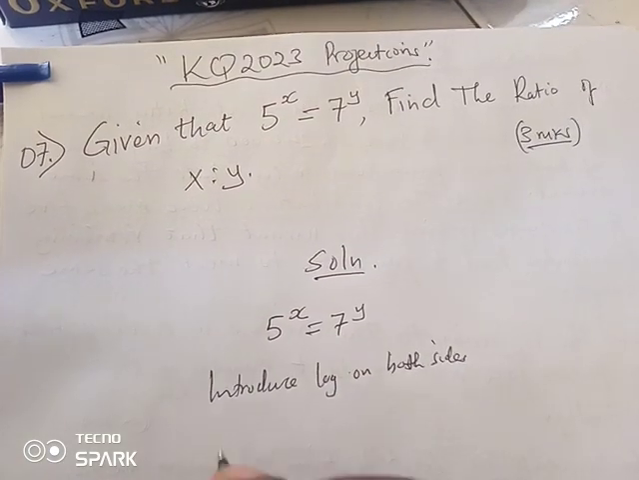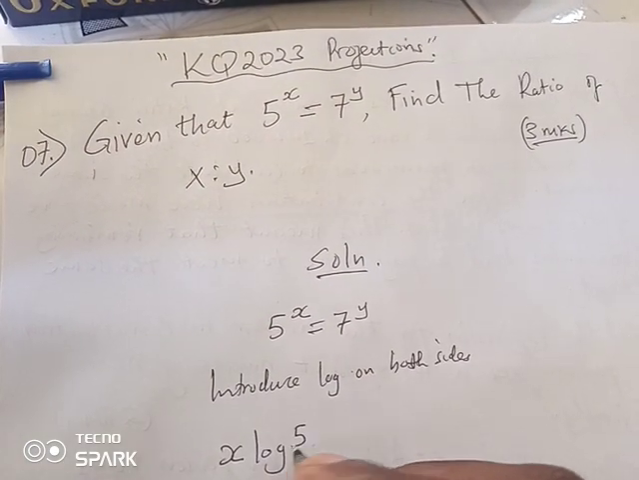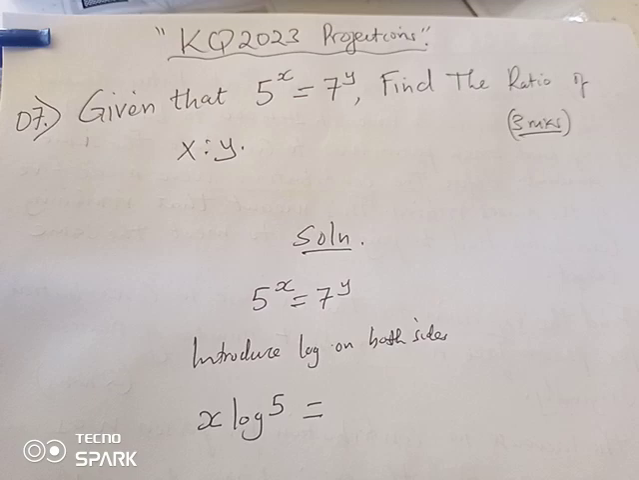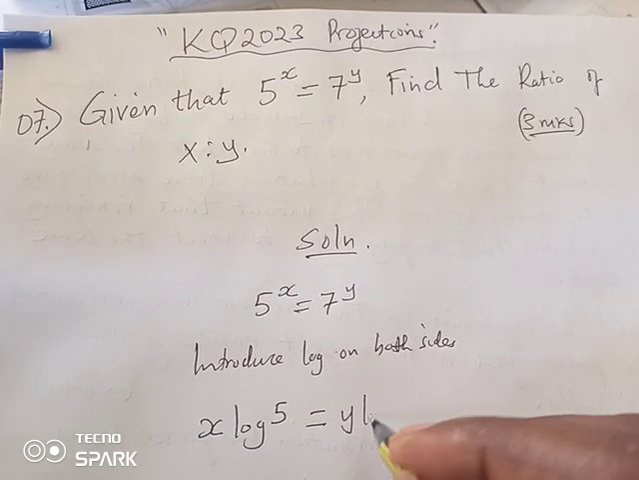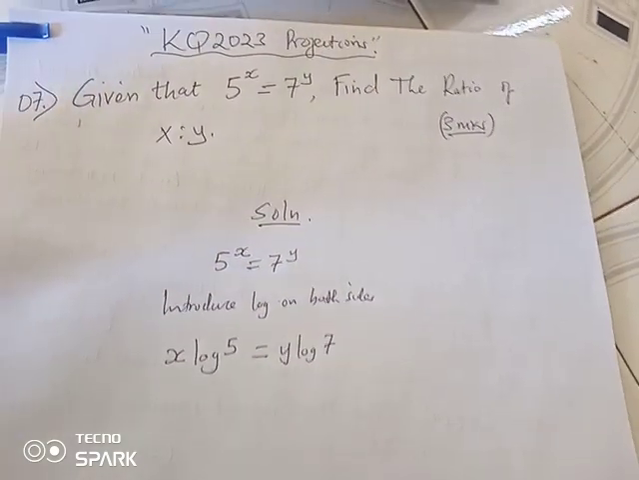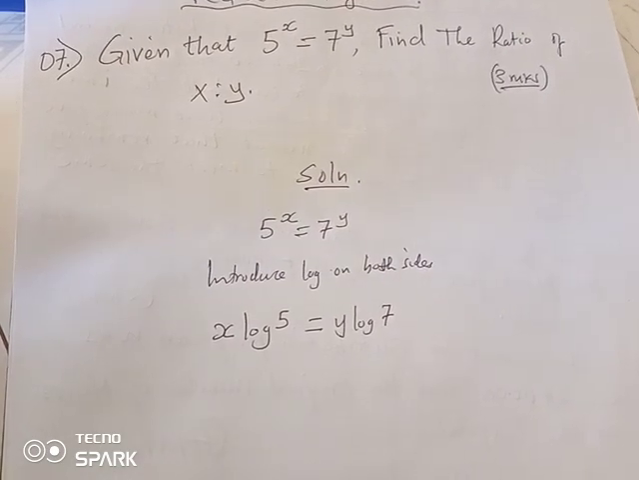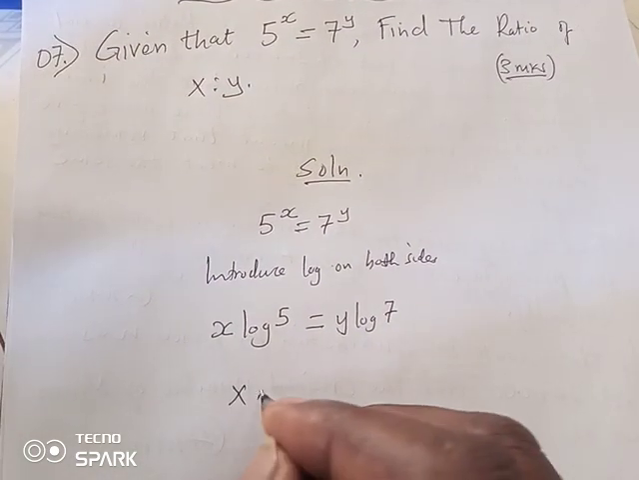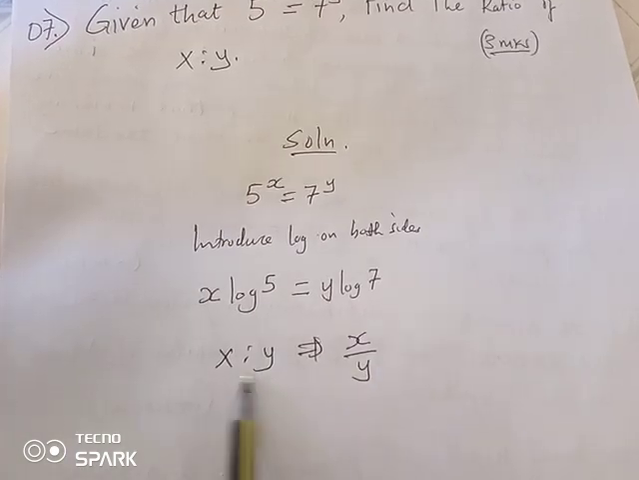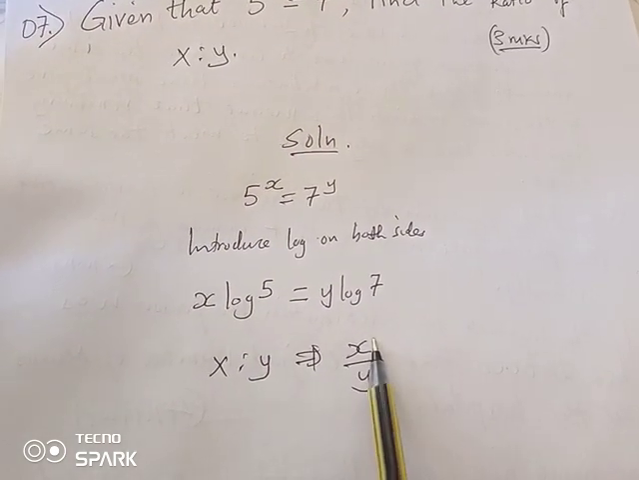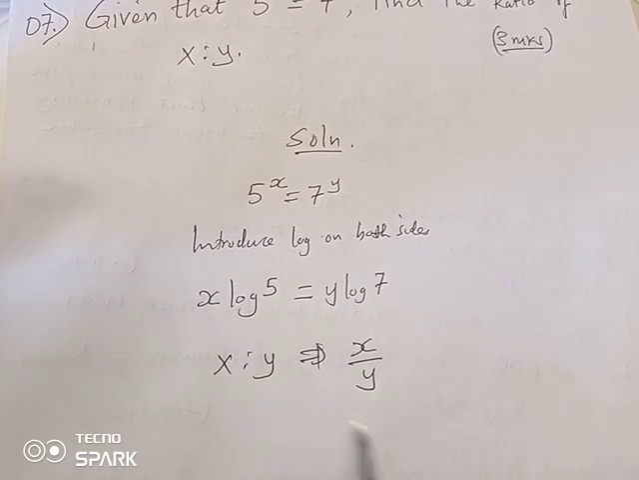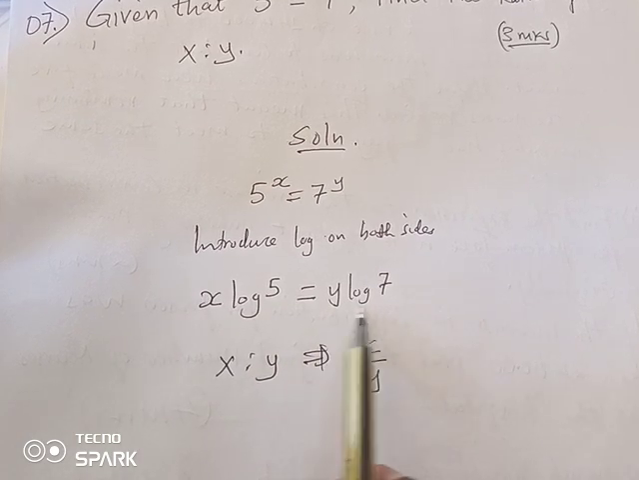So doing so, I shall be having x log 5, which is equivalent to y log 7, and therefore we have to have the ratio of x to y, which simply means x over y. Converting a ratio into a fraction, of course, is just the first number over the second number. Therefore, following what we have here, we have to divide by y.